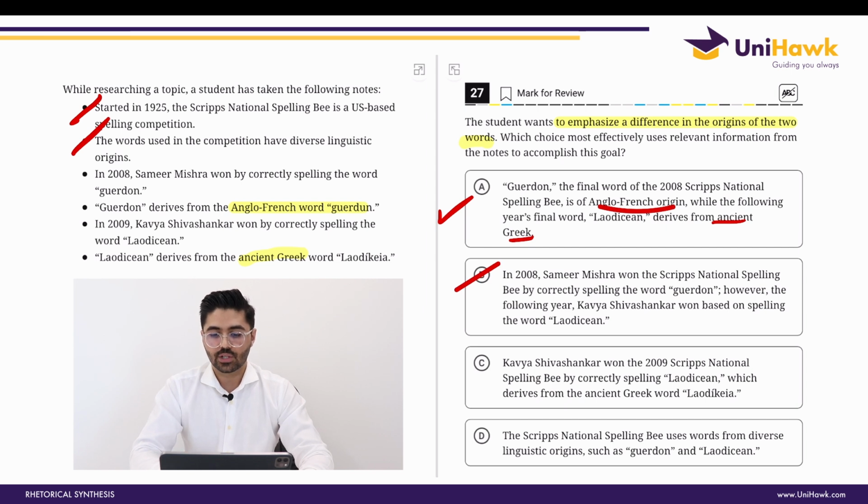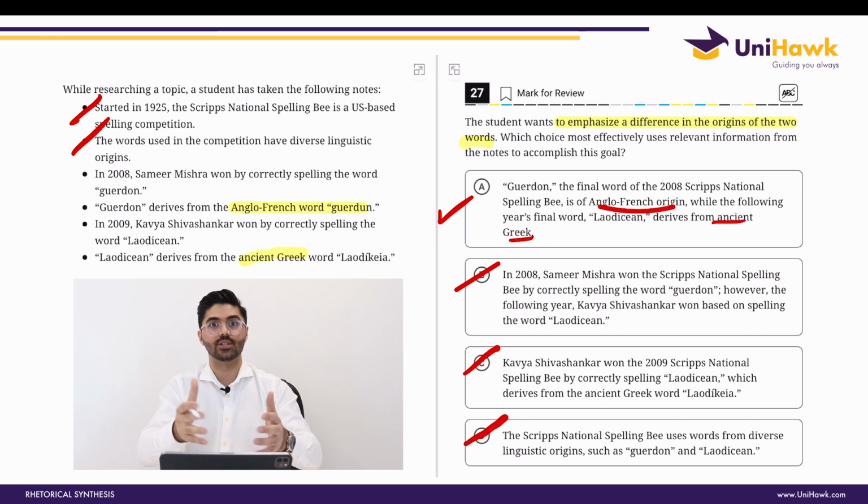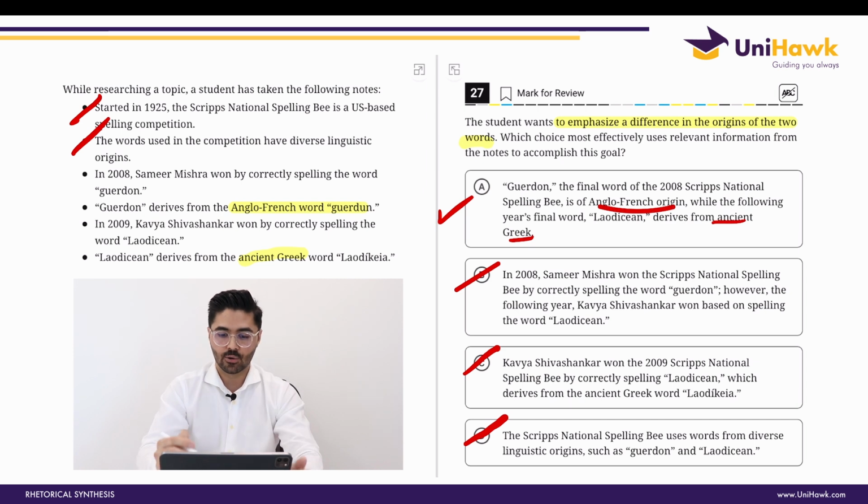C. Kavya Shivashankar won the 2009 Scripps National Spelling Bee by correctly spelling Laodicean, which derives from the ancient Greek word Laodikia. Now, you see, the problem is it only focuses on one of the two words. Our job is to find the difference in the origins of the two words. So, C is out. D. The Scripps National Spelling Bee uses words from diverse linguistic origins such as guerdon and Laodicean. Does not really tell you the difference in the origin of the two words. So our winner is option A.